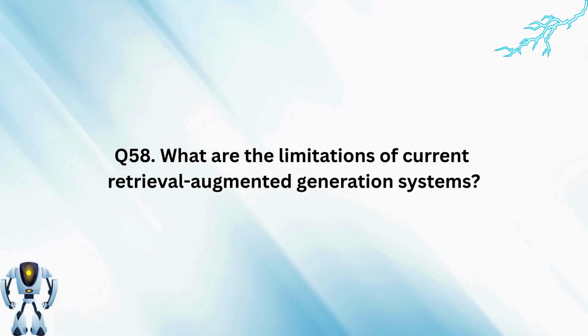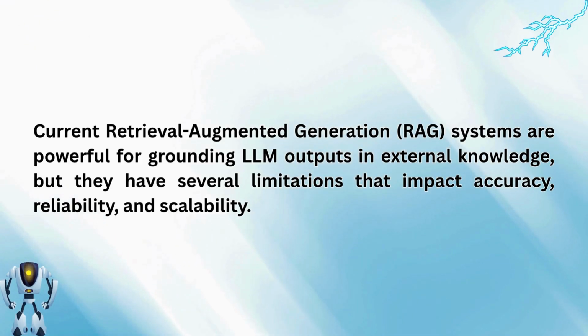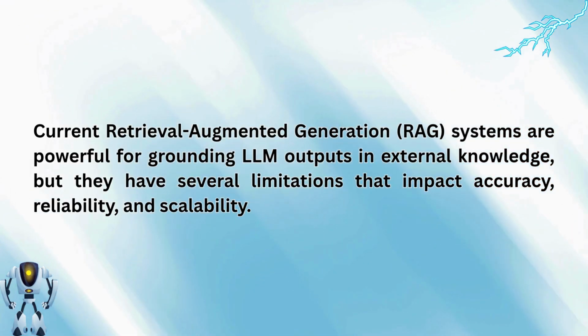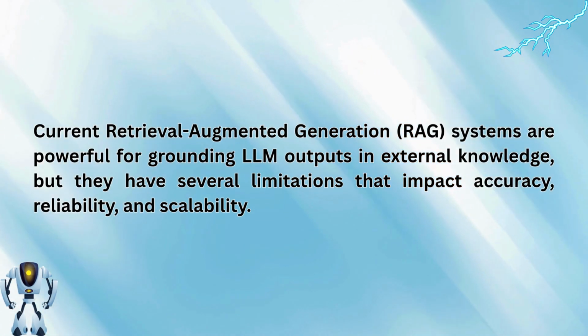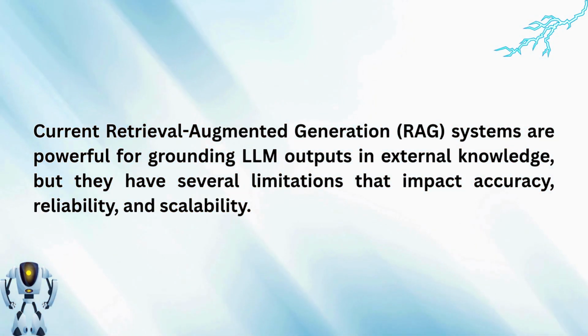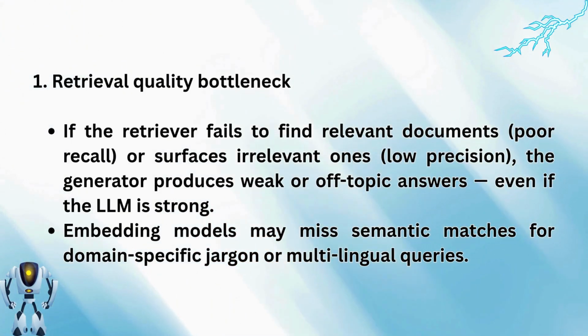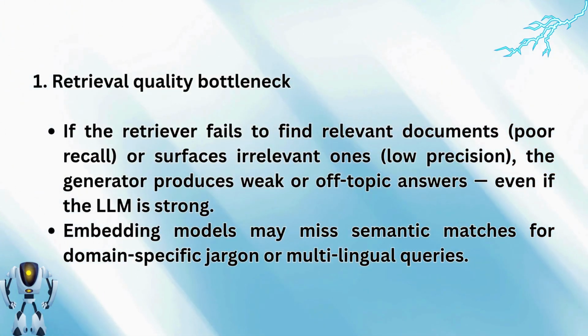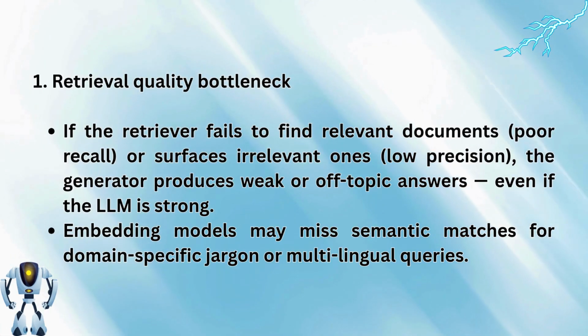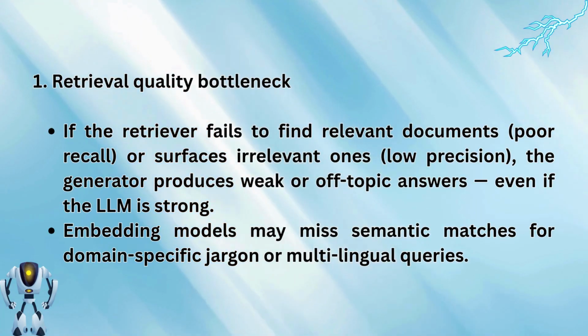What are the limitations of current retrieval augmented generation systems? Current retrieval augmented generation systems are powerful for grounding LLM outputs in external knowledge, but they have several limitations that impact accuracy, reliability, and scalability. First, retrieval quality bottleneck. If the retriever fails to find relevant documents, poor recall, or surfaces irrelevant ones, low precision, the generator produces weak or off-topic answers.